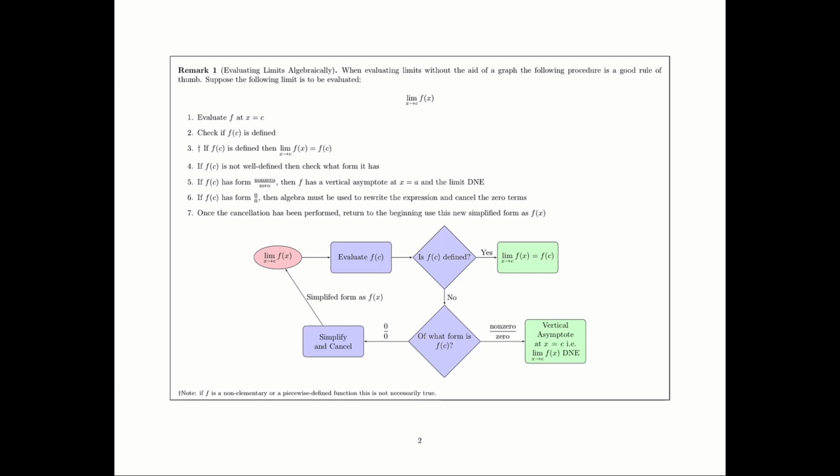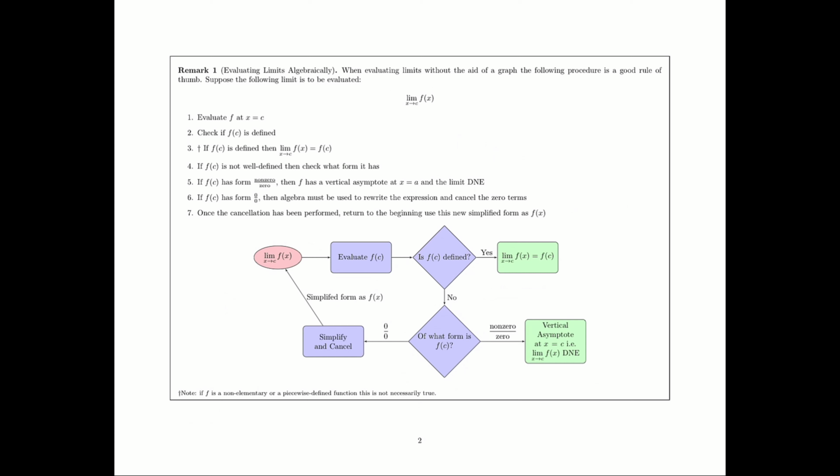Okay, but assuming that we're working with an elementary function or the functions that we talked about, rational expressions, logarithm, exponential, or any combination of them, then this will work. So if it is true, then we go ahead and get that answer for the limit. If it's not true, then we go ahead and say, okay, well, what does f of c look like when you plug it in? And we talked about 0 over 0. So if we get something like 0 over 0, then we are going to simplify and cancel.